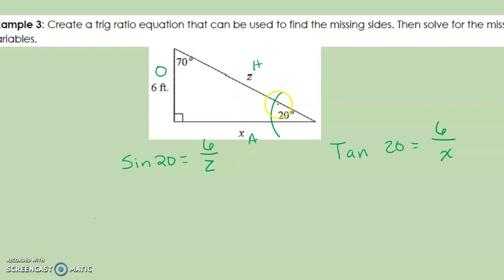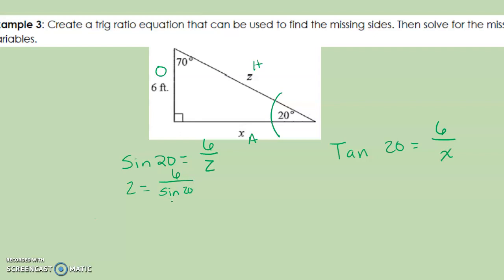We labeled our angle of interest as this 20 degree angle. We could have used the 70 degree angle. You'll end up with different ratios, but the same answers, and maybe we should look at that. So let's first look here. In order to find z, based on angle of interest being angle 20, I'm going to have my opposite, my hypotenuse, that's sine. So sine 20 is my opposite of 6 over my hypotenuse z. My variable is in the bottom, so that means when I move it over, I'm going to have 6 divided by sine 20.